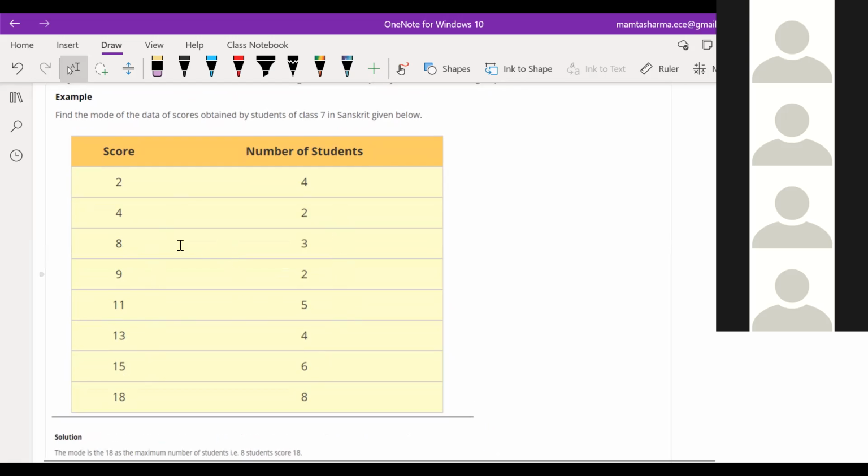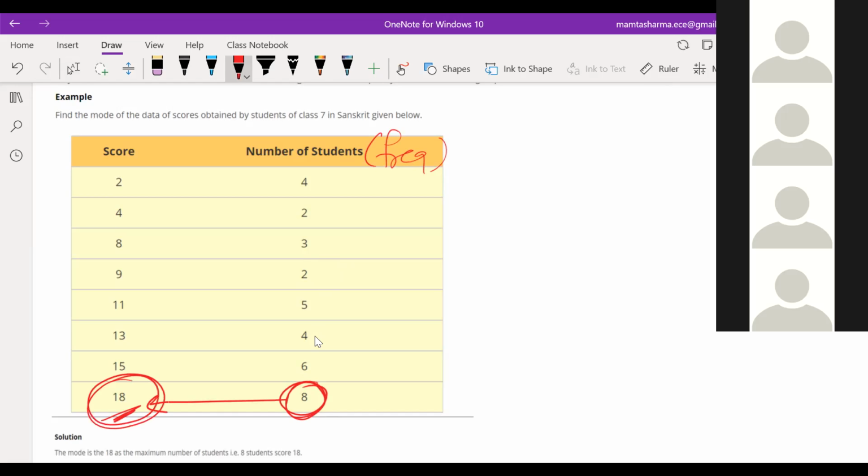Okay, ma'am. This is the frequency table. So 18, ma'am. 18, this is the frequency. See, ma'am, then 18 is repeating more times. More repeating score is 18, because 8 students are getting the same score. The highest number of students are getting 18 score. That's why the mode of score will be 18.